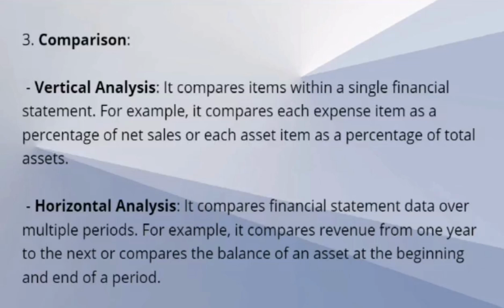Comparison. Vertical analysis. It compares items within a single financial statement. For example, it compares each expense item as a percentage of net sales or each asset item as a percentage of total assets. Horizontal analysis. It compares financial statement data over multiple periods. For example, it compares revenue from one year to the next or compares the balance of an asset at the beginning and end of a period.